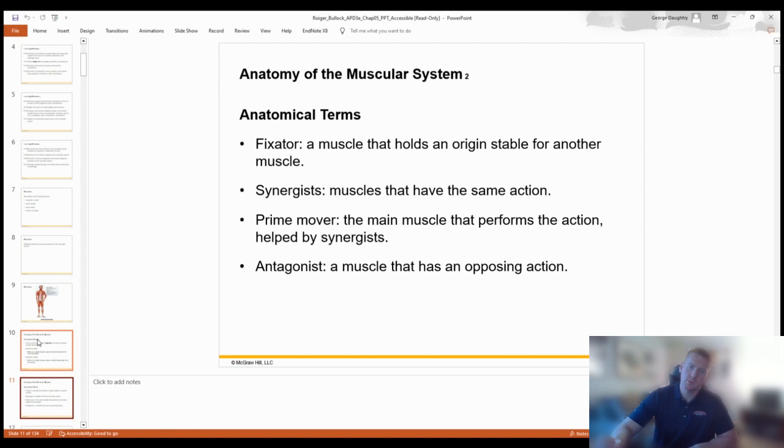So anatomical terms, critically important. Make sure you know with every muscle action, flexion of the hip, extension of the hip, abduction of the hip, adduction of the hip, flexion, extension of the shoulder, flexion, extension of the pectoralis major, horizontal abduction, all of these major muscle actions, you've got to be able to identify prime mover, antagonist, synergist, and fixator.